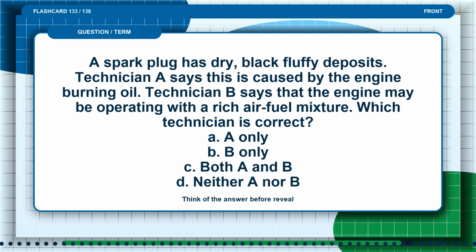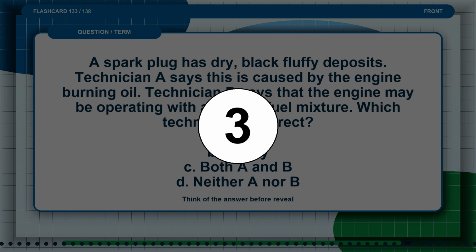Flashcard 133. A spark plug has dry, black, fluffy deposits. Technician A says this is caused by the engine burning oil. Technician B says that the engine may be operating with a rich air-fuel mixture. Which technician is correct? A only. B only. C. Both A and B. D. Neither A nor B. Pause and think of the answer before the reveal.